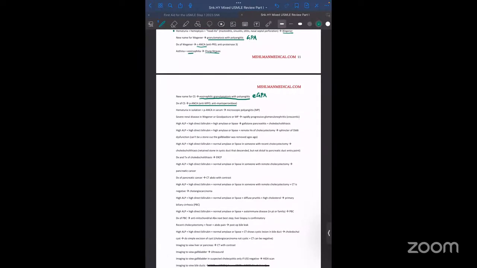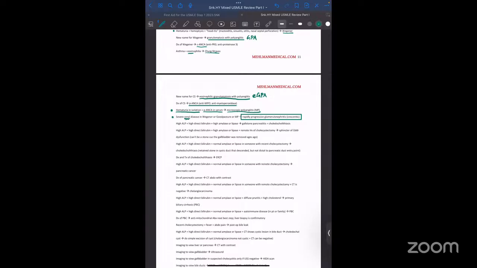Hematuria in isolation plus p-ANCA in serum is microscopic polyangiitis. Severe renal disease in Wegener's or Goodpasture's or MPA: all these three that we saw, Wegener's, Goodpasture, or MPA, then think rapidly progressive glomerulonephritis, crescentic.